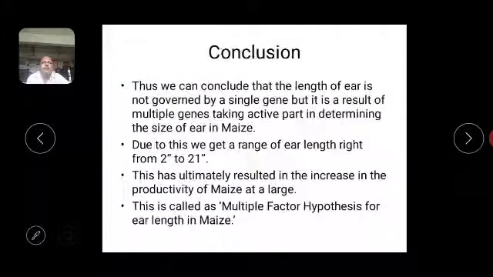So, in conclusion, we can say that the length of the ear is not governed by a single gene, but is the result of multiple genes taking active part in determining the size of the ear in maize. Due to this, we get a range of ear length right from 2 inch to 21 inch. This has ultimately resulted in an increase in the productivity of maize at large. This is called the multiple factor hypothesis for ear length in maize. Thank you very much.